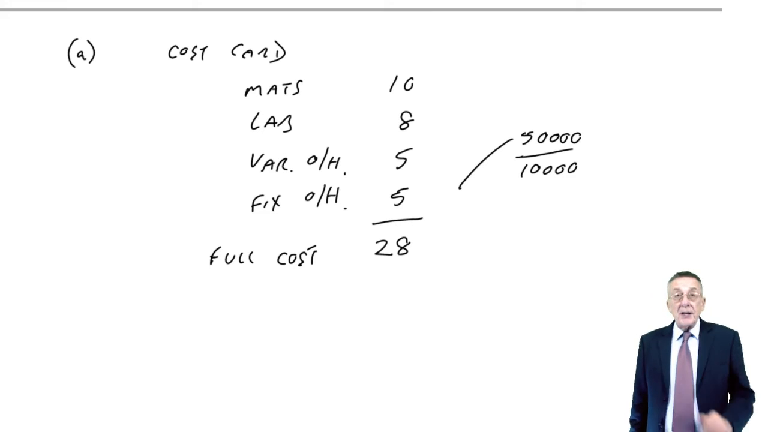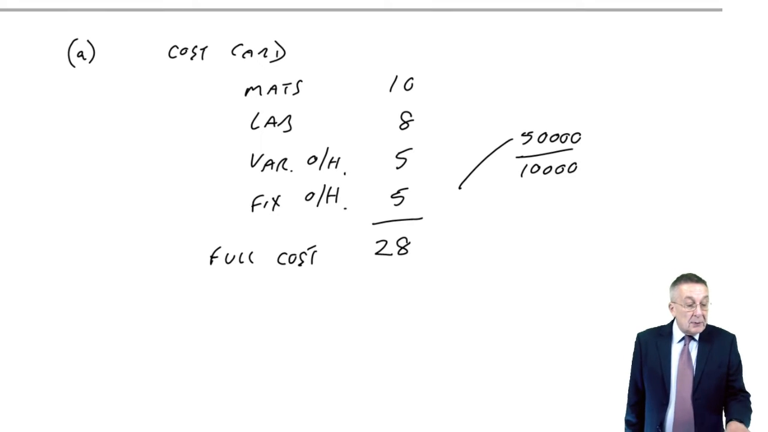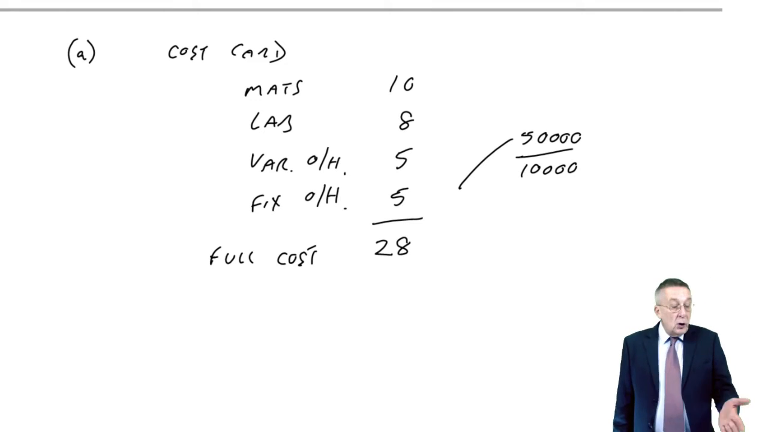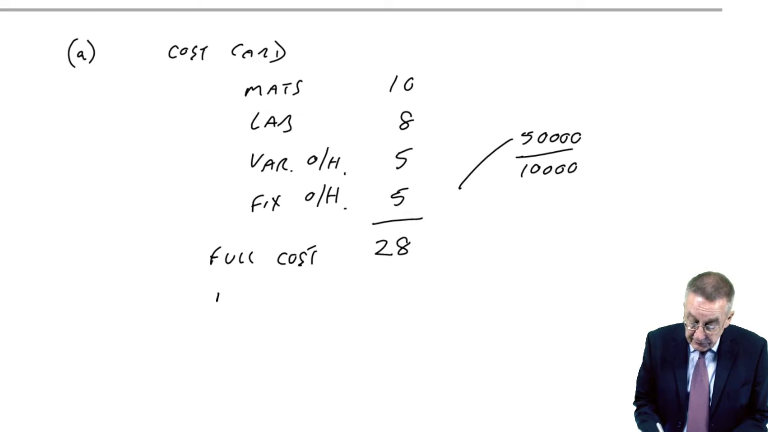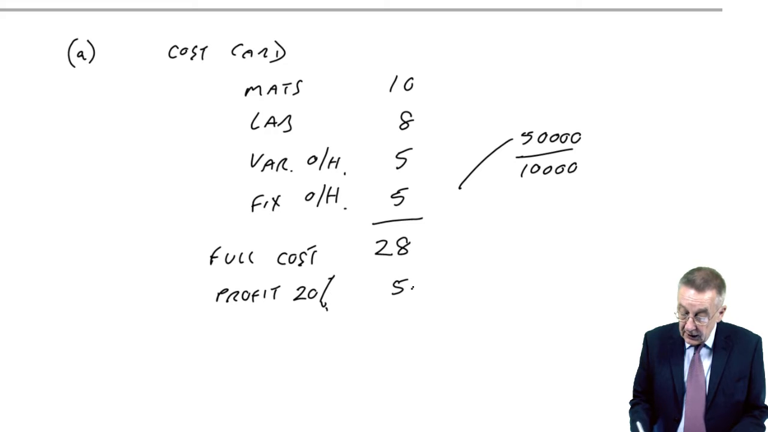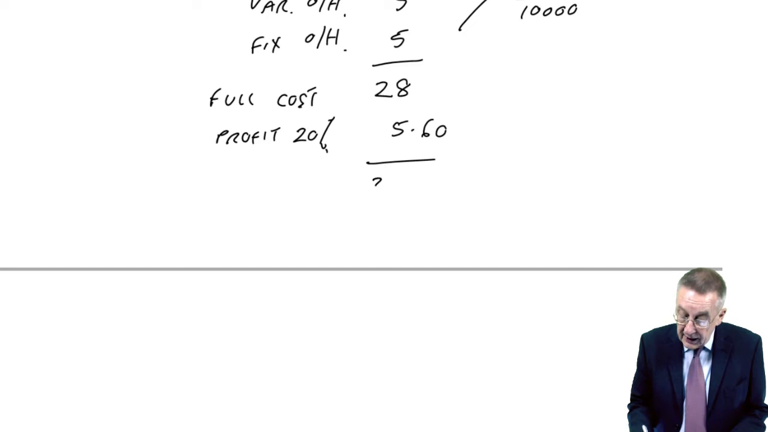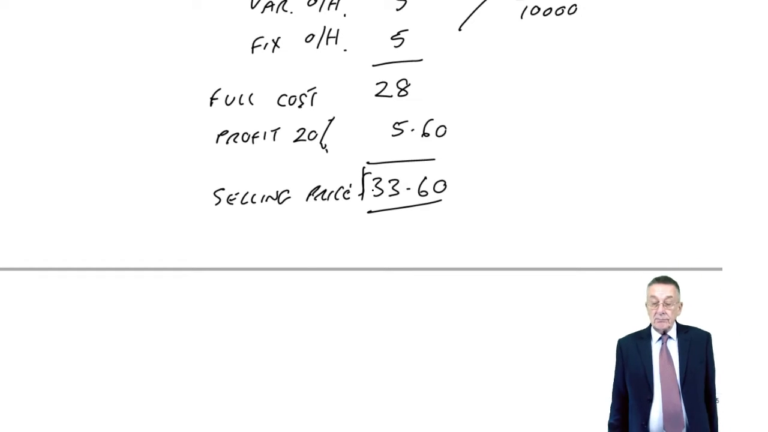Well, a very standard way, certainly what used to be a very common way, is to say, right, it's costing us 28. Obviously we want to make a profit, we want to charge more. And perhaps we've got a policy of always adding on 20%. And so let's add on a profit of 20%. 20% of $28 is $5.60. And there we are. We've got a selling price as a result of $33.60.